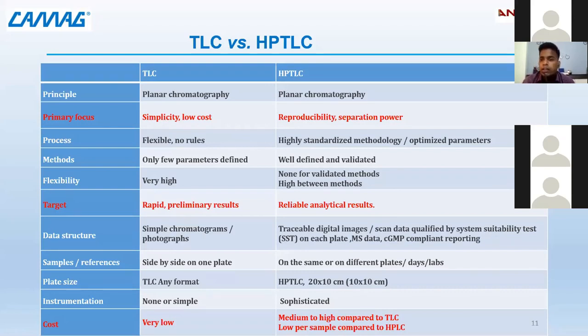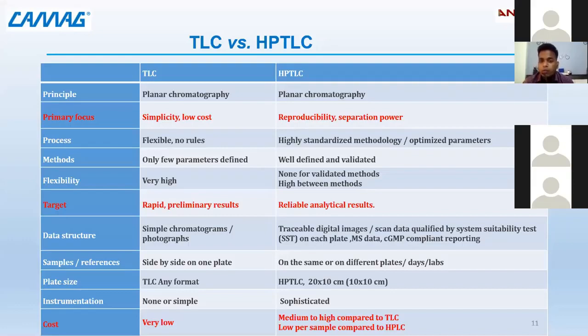It is not like in TLC. In TLC we are applying by capillary. Today I am doing it, I don't know how much volume is applied onto the plate. Tomorrow also I am doing it, so it will not be clear. Today it may apply 2 ml, tomorrow it may be 2.2, 2.5 ml, but it is not like that in HPTLC. In HPTLC, you know how much volume you are applying onto the plate.